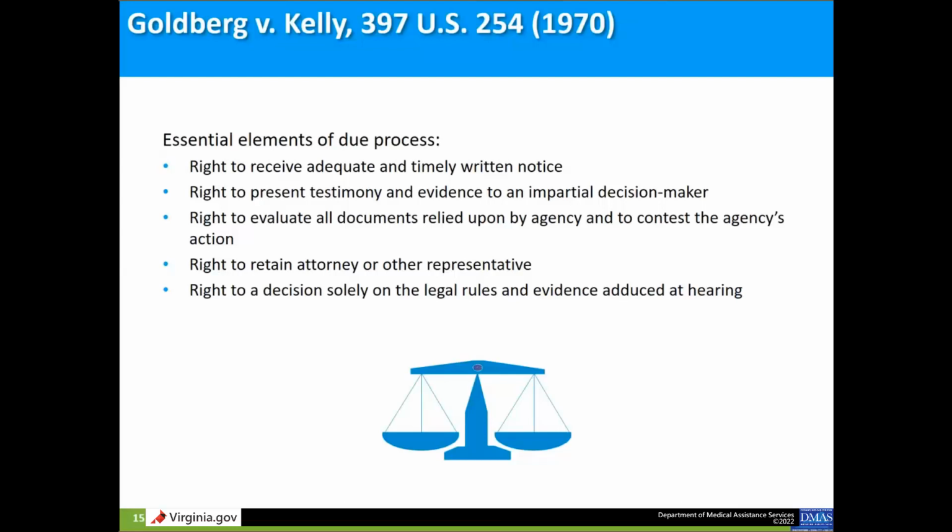They must also be provided with a neutral forum in which they may present testimony and evidence as to why the decision was made in error. In concert with this right, they have the right to examine any and all documents that were used to make an adverse determination in their benefits case, so they may adequately question the agency's action. Further, they may hire an attorney or bring a representative to the hearing to act on their behalf. And finally, Goldberg stipulates that the appellant is entitled to a decision based entirely on the facts of their case through evidence provided during the appeals process and the laws and regulations that apply to those facts.